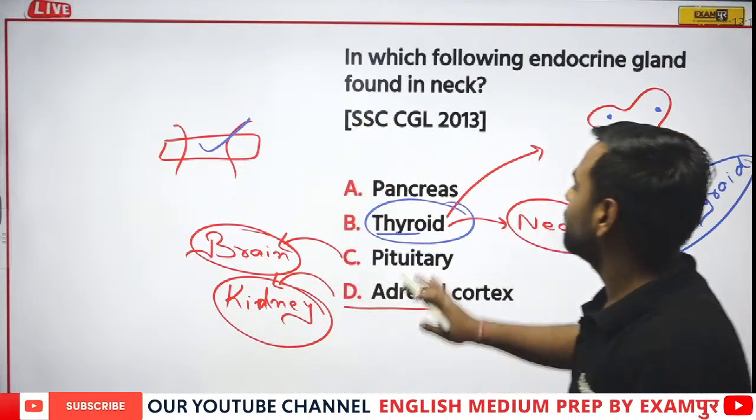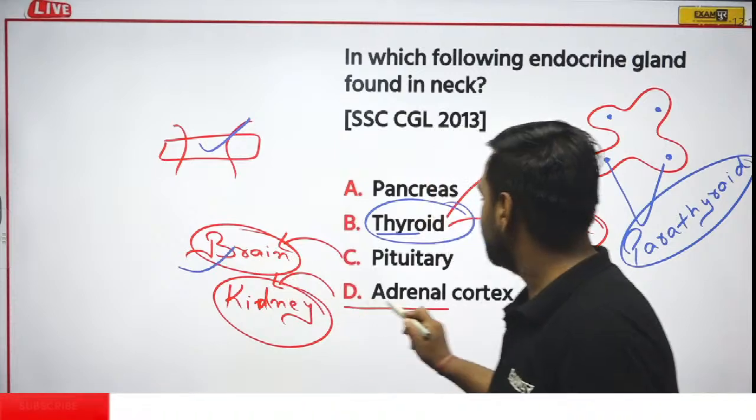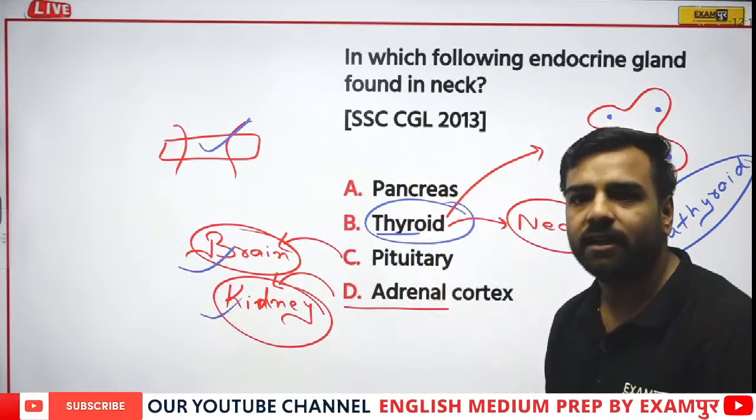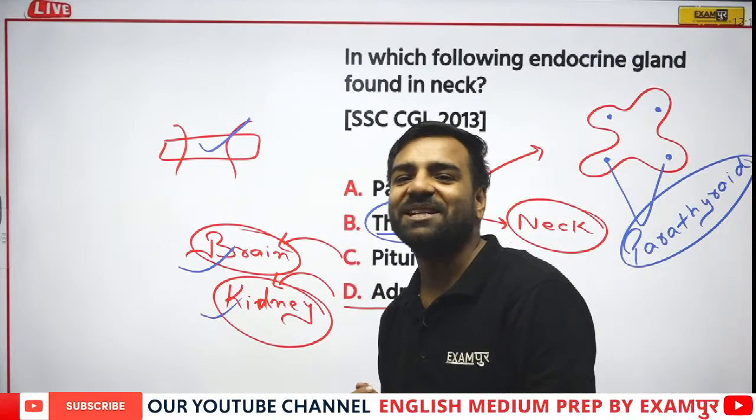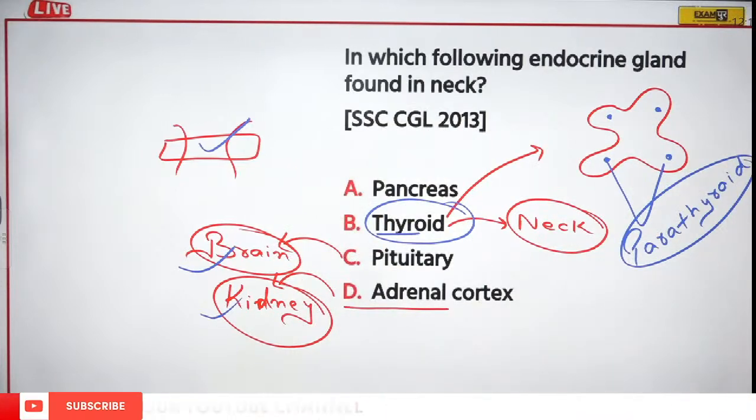Again, I am saying this thyroid is present in the neck part, pituitary in the brain, and adrenal gland in the kidney. Yeah, it is suffering from malnutrition. So yes, answer is correct.